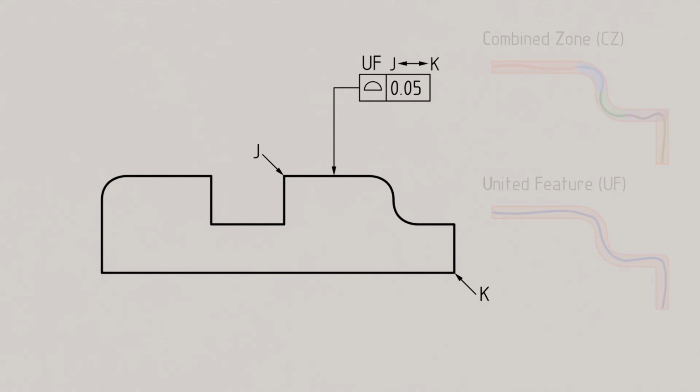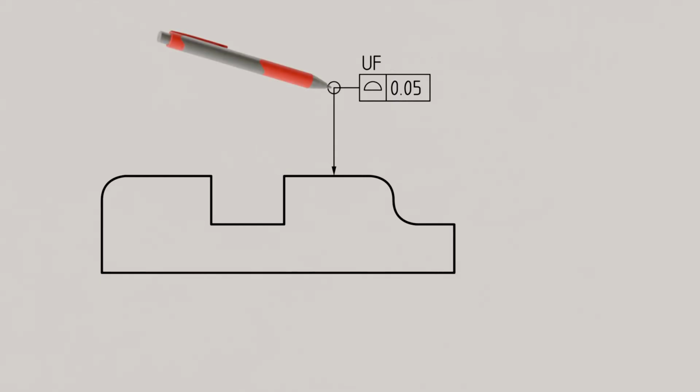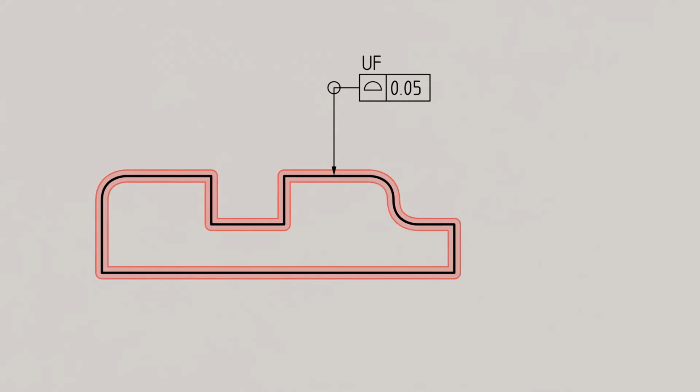Let's return to our part. In the current example, we have only tolerated the shape of the part between points J and K with respect to the surface profile. However, if we want to tolerate the entire circumferential shape of the part, we can mark the bend of the leader line with a circle. This means that the surface profile tolerance now applies all around the entire part shape. Combined with the UF modifier, this results in the depicted form tolerance zone for our part.